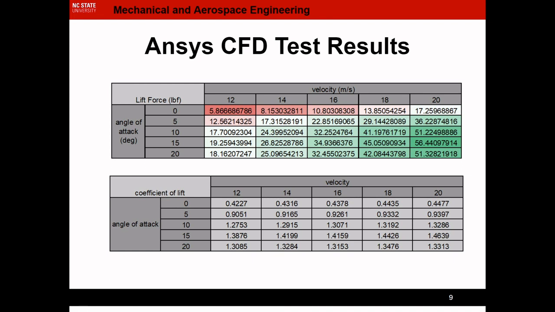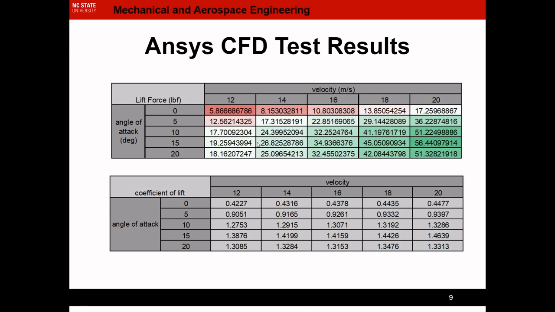Now, I'll be talking about some of the results from the test cases. First let me explain the table a little bit. In the first table, each row represents the angle of attack, and the columns represent the velocity. The values inside each box represent the lift for the given angle of attack and velocity.